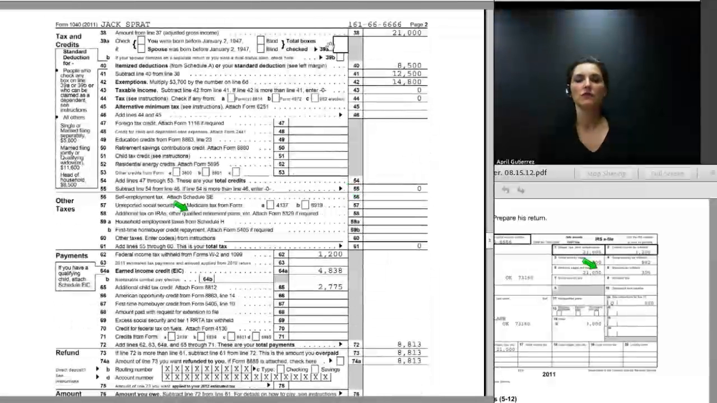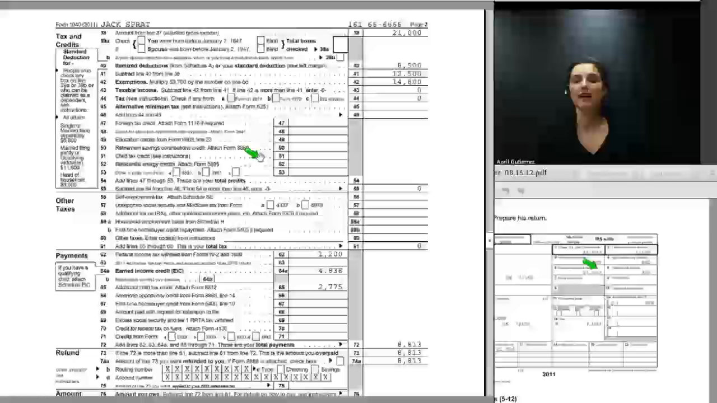On page 2 of the form, his standard deduction has increased to $8,500, and his exemption deduction is unchanged at $14,800. But ultimately, his taxable income is 0, his tax is 0. He is not going to have any child tax credit on line 51 because his credits cannot be more than his tax. His withholding on his W-2 is unchanged, and his additional child tax credit is actually unchanged as well.